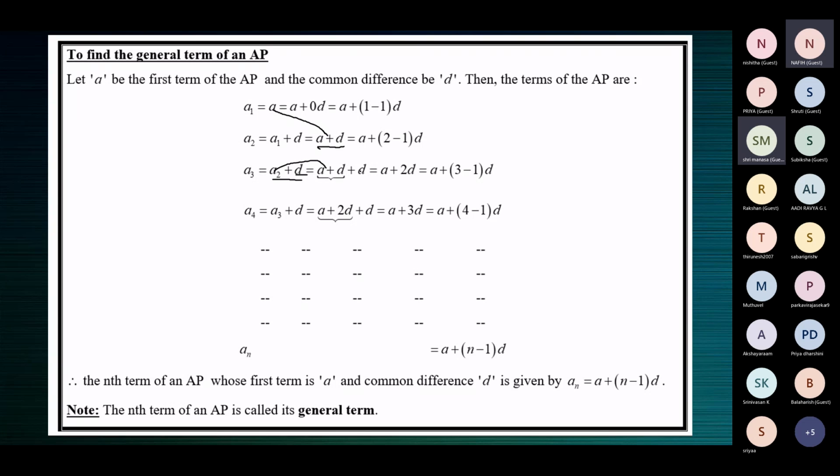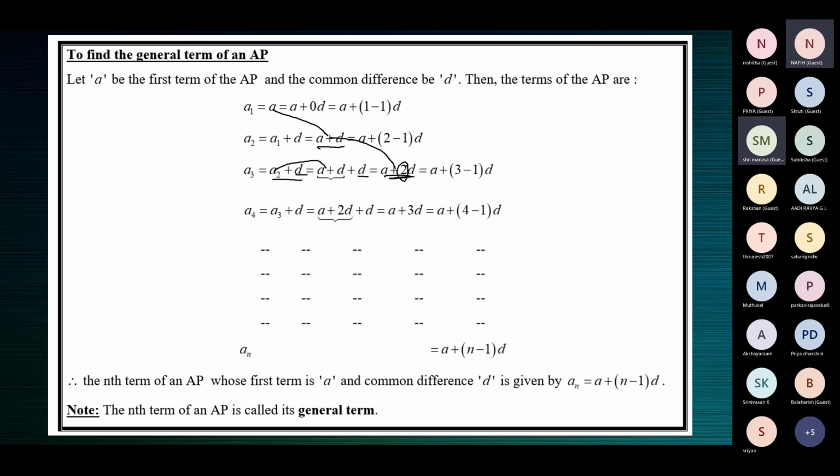Then this plus D. So it's A plus 2D. A plus 2D is the third term. And how do you write 2? You can write 2 as something minus 1, 3 minus 1. So A plus 2D is nothing but A plus (3 minus 1) into D.